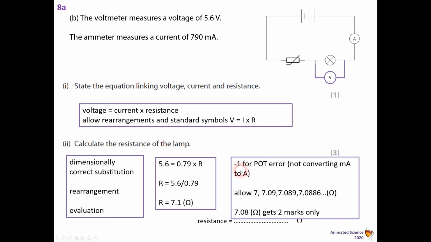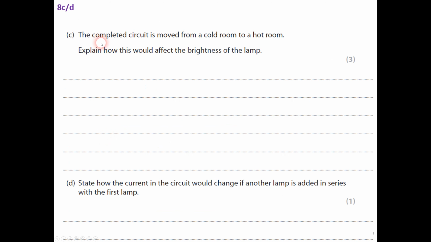They would allow minus 1 off that if you had a power of 10 error. So if you didn't convert your milliamps to amperes, they'd also allow a range of readings, and 7.08 would get 2 marks only because it's a sig figure error. So all the stuff here is 2 significant figures, but if you put 3 sig figures, you would drop a mark, so you'd be penalised for that. So it's worth thinking that is a sig figure question. It doesn't tell you about sig figures, it expects you to work that one out. Simple as that.